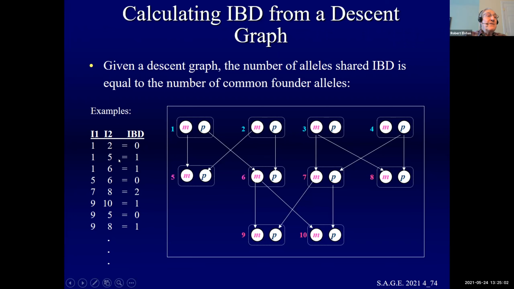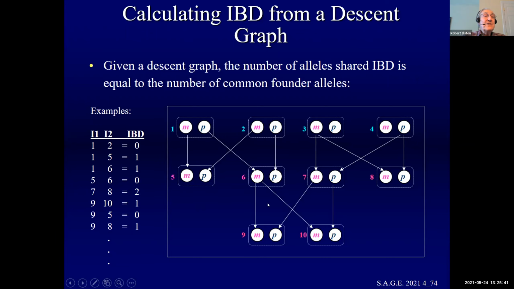1 and 5. Let's look at 1 and 5. They share one founder allele. This one. 1 and 6. Here's 1 and 6. They also share one founder allele. This one. 5 and 6. It says 0. Let's look at that. 5 and 6. They don't. These two alleles come from a different founder. They don't share any founder alleles identical by descent, so it's 0.